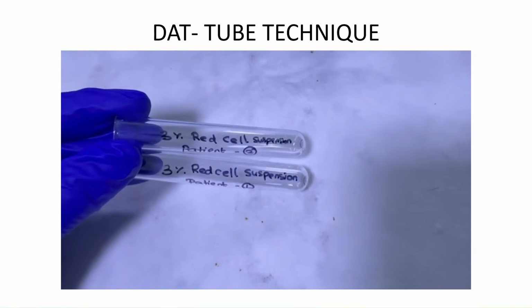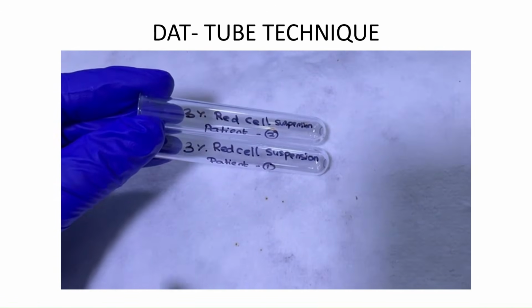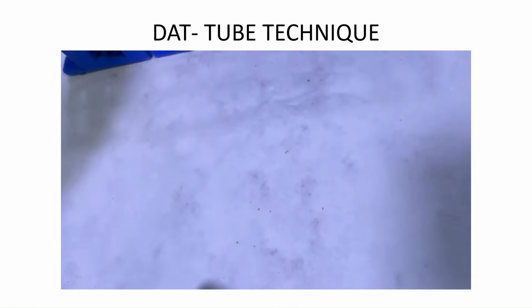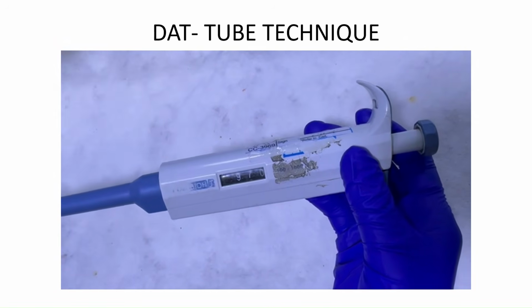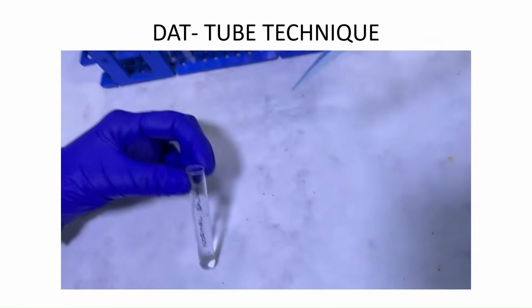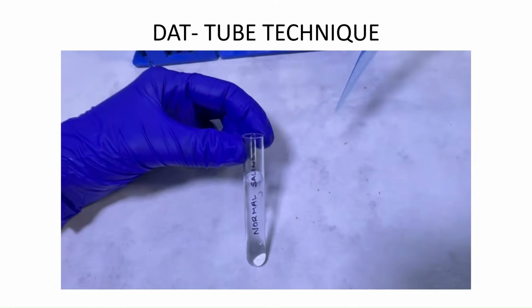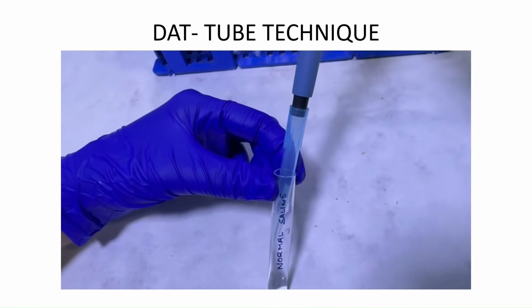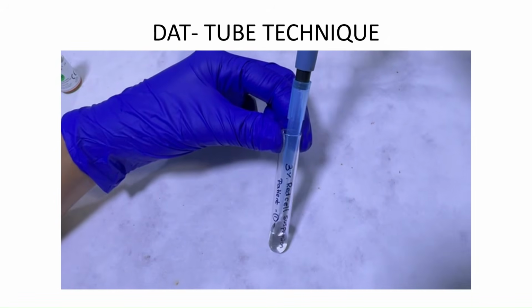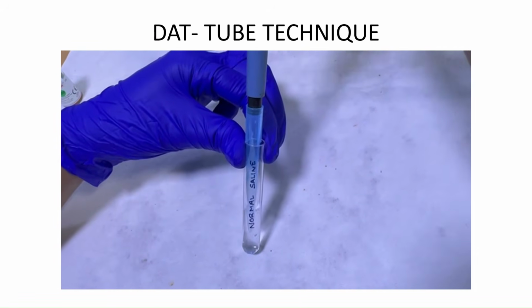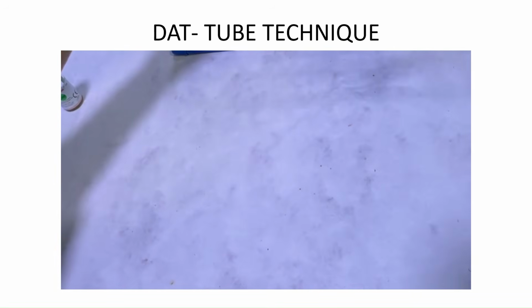Moving on to the tube technique. For the tube technique, we will be using 3% red cell suspension. For that, we will be taking 970 microliter of normal saline and 30 microliter of red cells. First we are taking 970 microliter of normal saline and it is being added into clean labeled test tubes for patient 1 and patient 2.